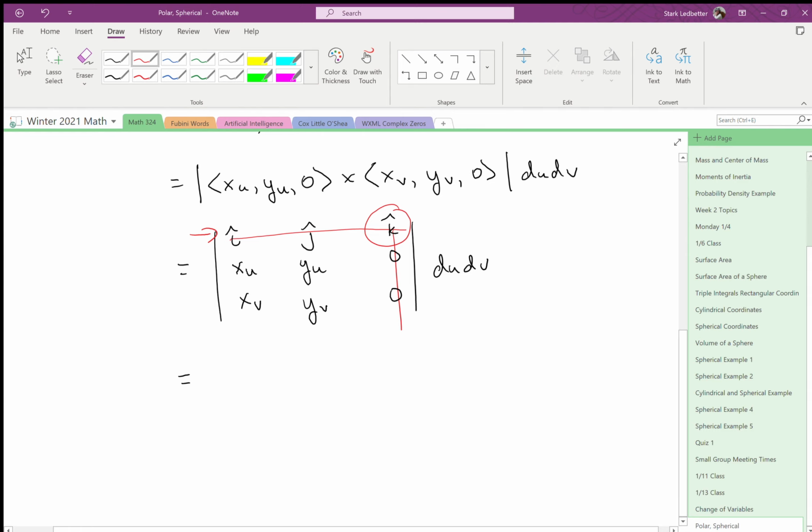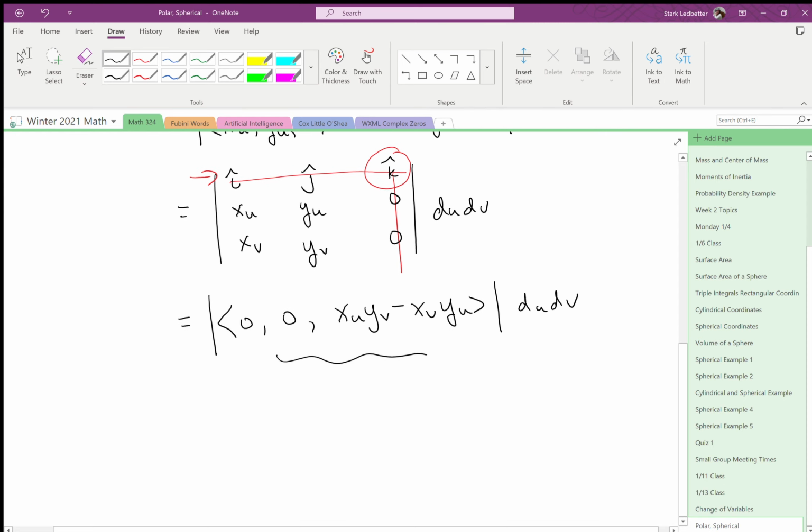Cross out that row and column and take the determinant of that 2 by 2 matrix. So the cross product is going to be 0, comma 0, comma, xu yv minus xv yu, du dv. And now this is just a vector pointing in the z direction. So the absolute value is just going to be the absolute value of that z coordinate. So xu yv minus xv yu du dv.